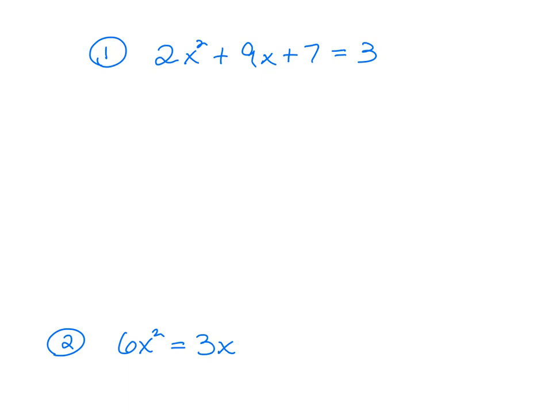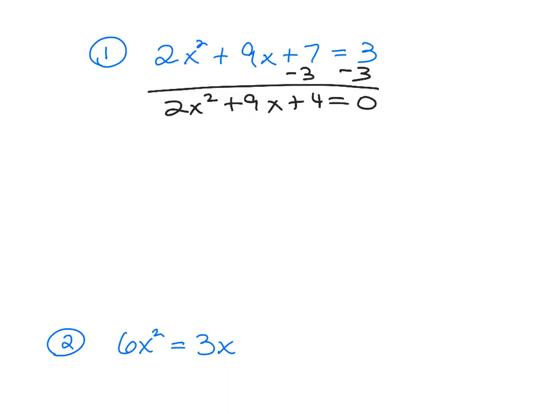So for this one, I'm going to go ahead and subtract the 3. 2x squared plus 9x plus 4 equals 0. Now, technically, if this is under the category where it says just solve and you can use any method, you could use quadratic formula, you could use completing the square, but trust me, factoring's a lot faster. And when you need to save precious time, you might want to factor it.